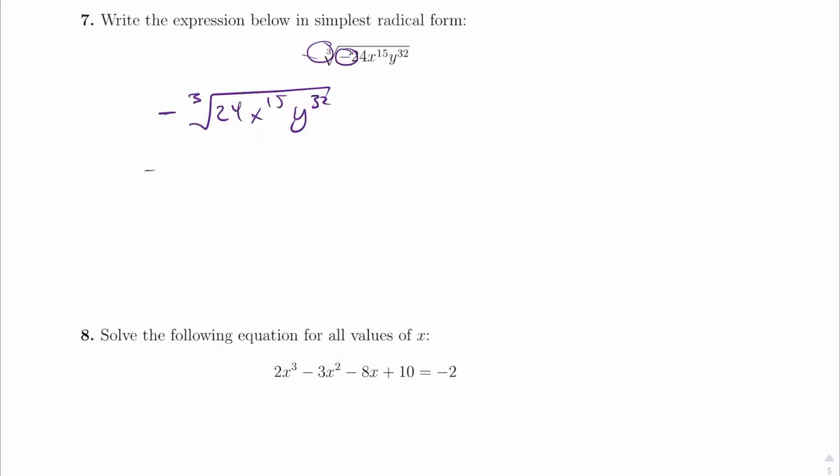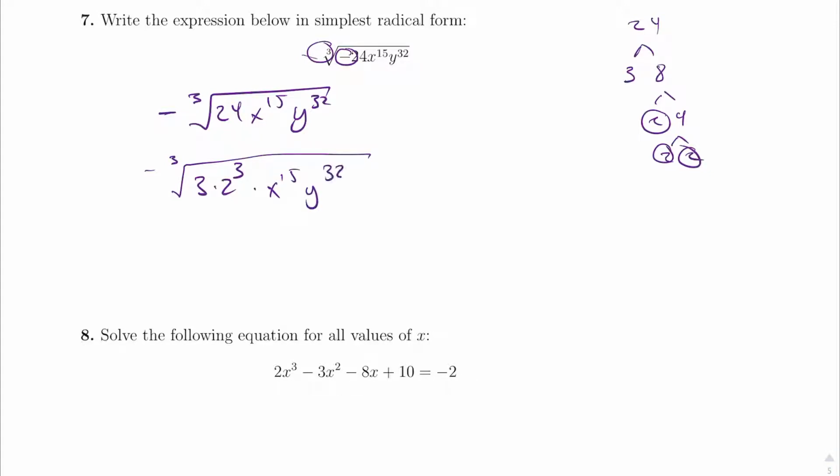Next up, when we find the cube root of something, we need to break these things down. So we'll break 24 down. 24 breaks down into 3 and 8, 2 and 4, 2 and 2. So that's 3 times 2. And what's really nice is this group of 2's is a group of 3 2's.